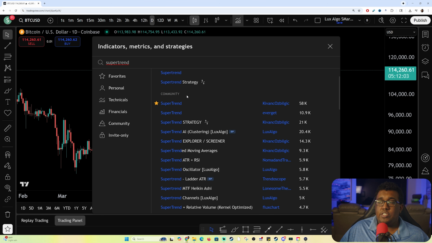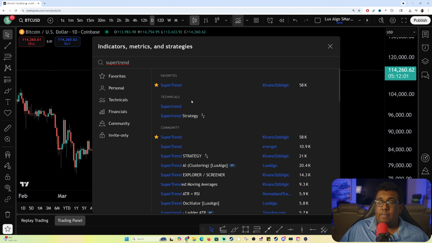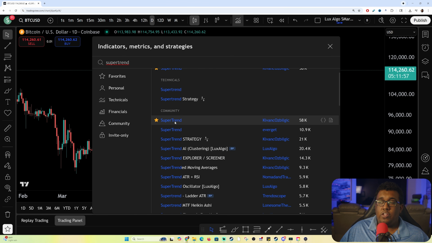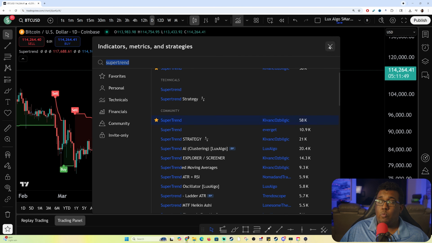Please go over here to indicators, metrics, and strategies, and type in Supertrend. Make sure it's all one word. There's a couple options here. I don't want you guys to go to the vanilla version under technicals. I want you to go to community and find this one that's under Keyvon's name, okay? This is the best one out there and it's 100% free. Give it a gold star because you guys will be using this a lot. Then click on it one time.